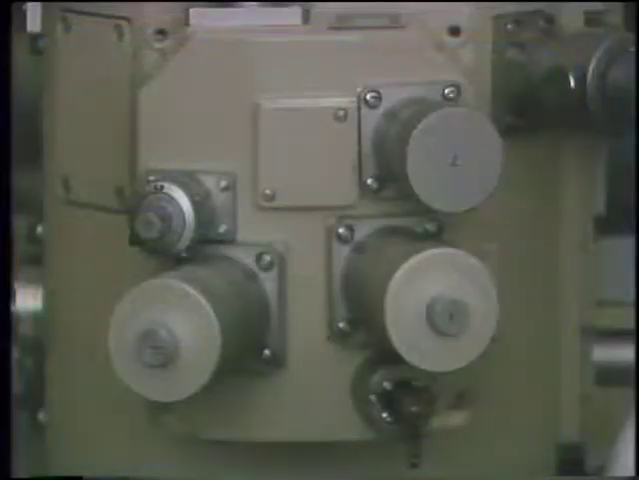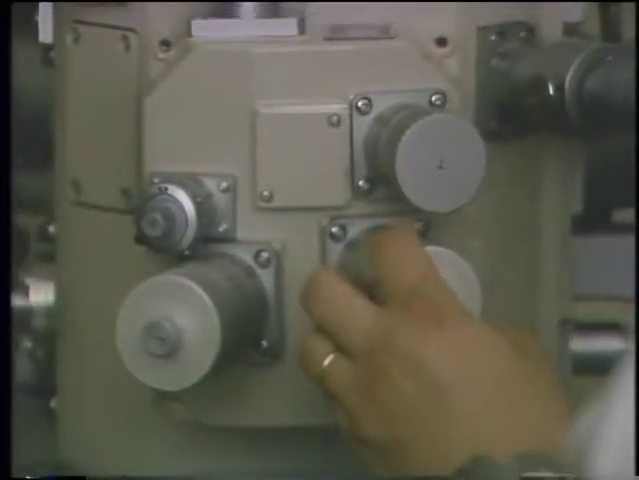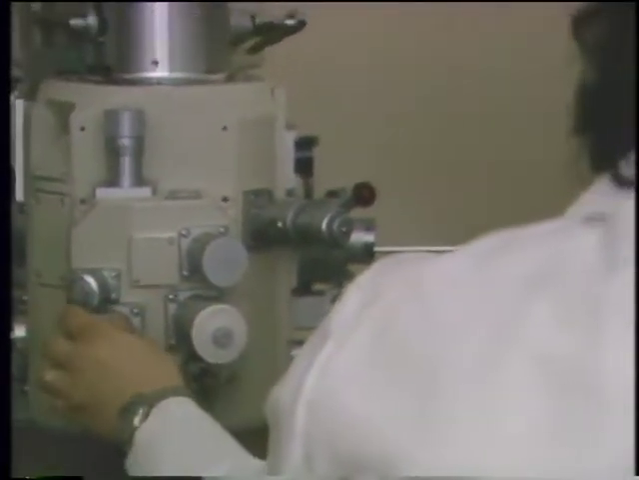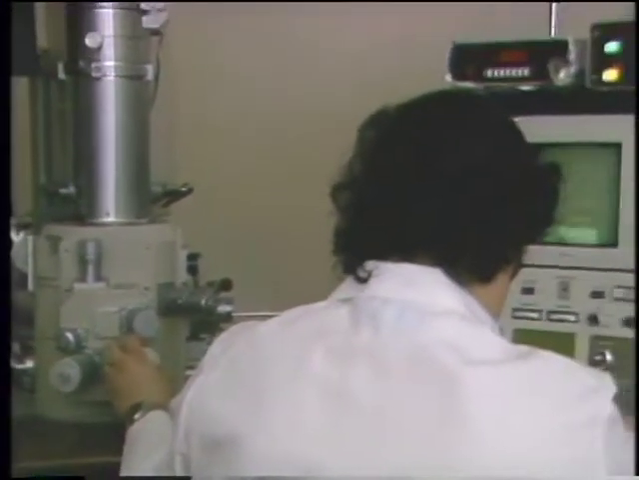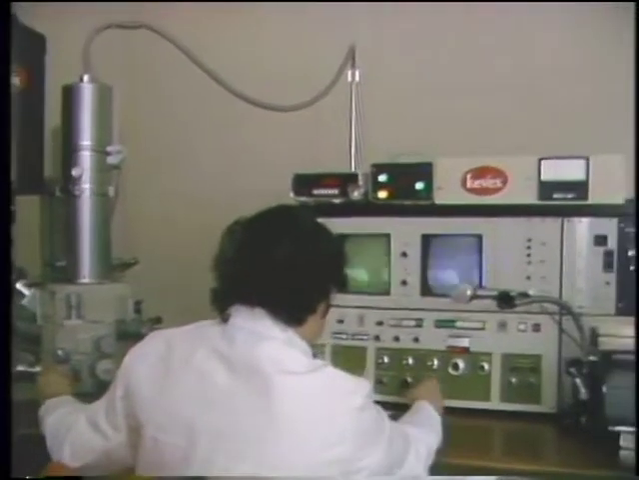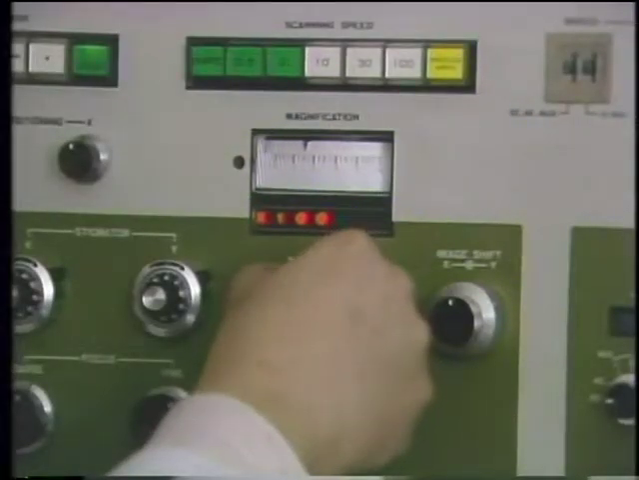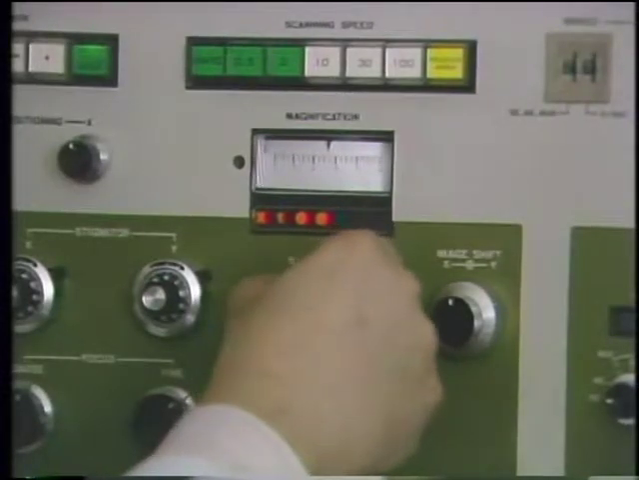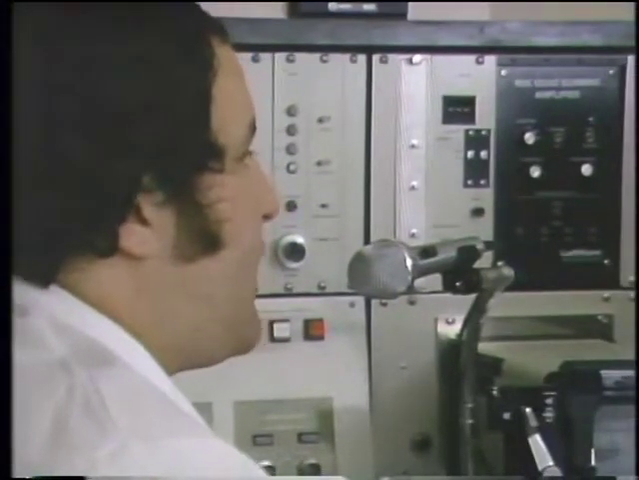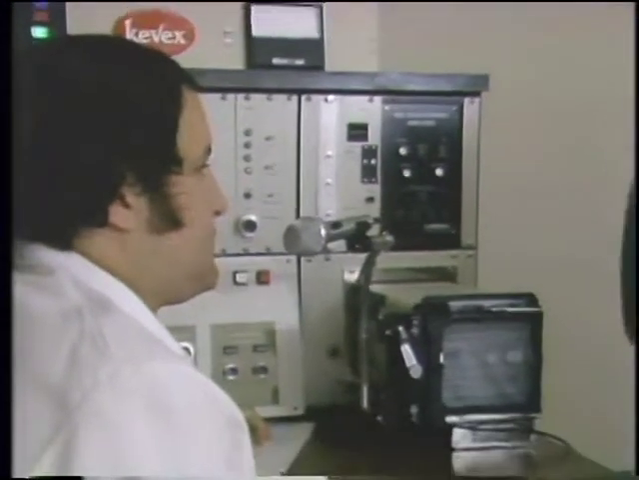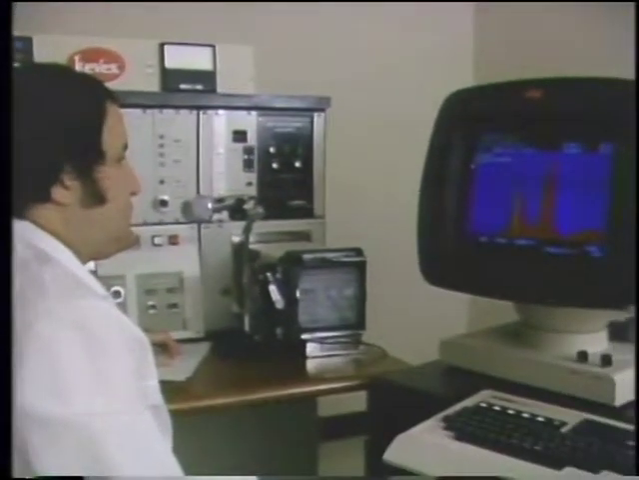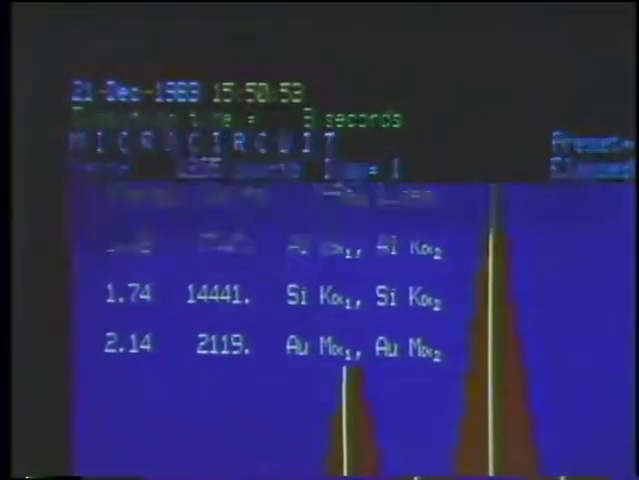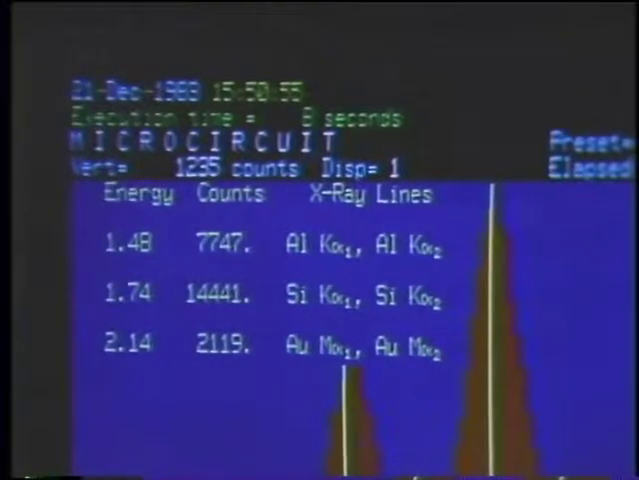The operator of this scanning electron microscope normally works in a totally darkened room because of the microscope's sensitivity to light. Faced with two different instruments, a microscope and a computer, the operator's hands and eyes are continually busy. But in this case, a microphone has replaced the computer's keyboard. The computer has been trained to respond to verbal commands encoded previously by the operator in his own voice.